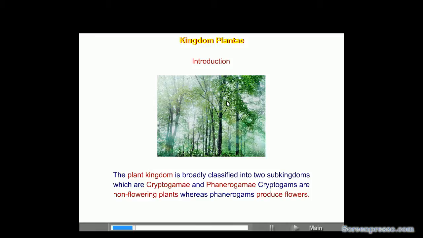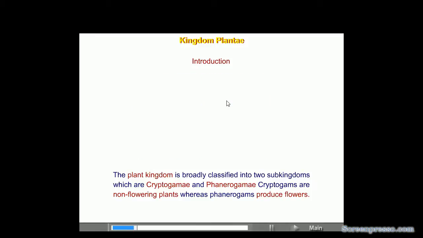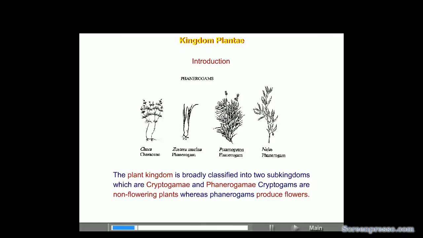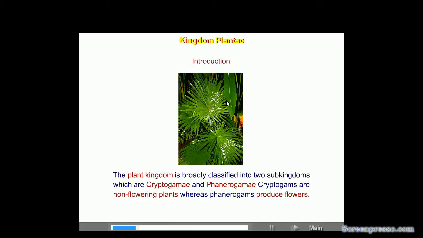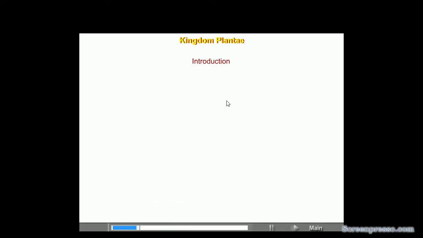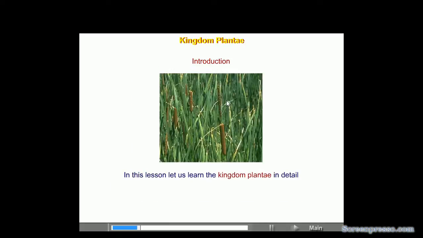The plant kingdom is broadly classified into two subkingdoms, which are cryptogamy and phanerogamy. Cryptogams are non-flowering plants, whereas phanerogams produce flowers. In this lesson, let us learn the kingdom Plantae in detail.